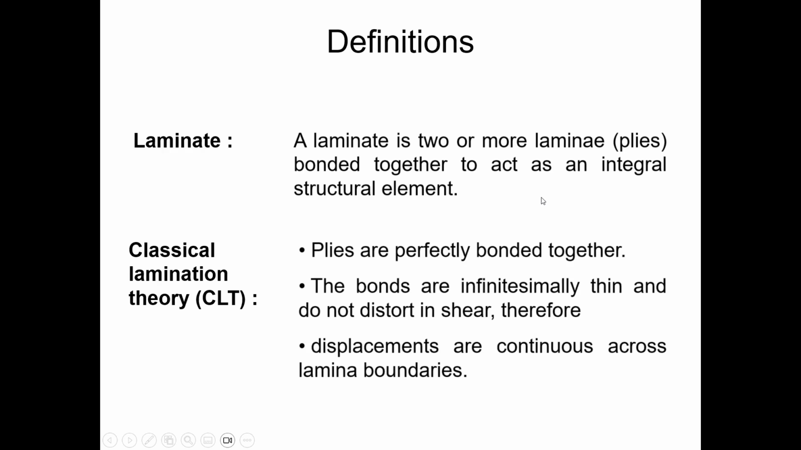What is the classic lamination theory? Basically, we have assumed a few things. Firstly, the plies are perfectly bonded together. The bonds are infinitely small, thin, and do not distort in shear. Therefore, the displacements are continuous across laminar boundaries.